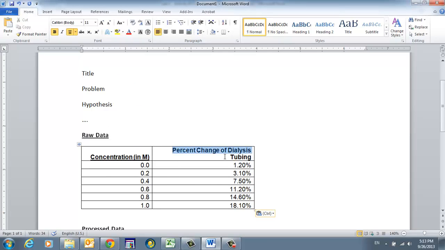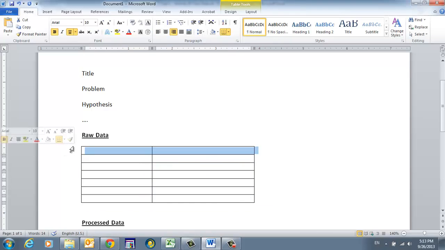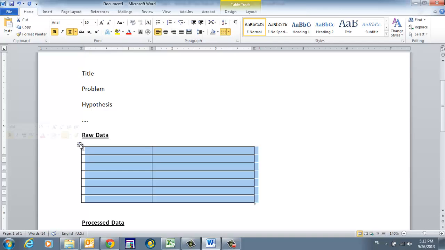Now maybe you want to change this around and make it look a little bit better. I'm really just doing this to show you how to put the grid lines around it so that it's not a problem at all when it's time for you to insert it into your lab.